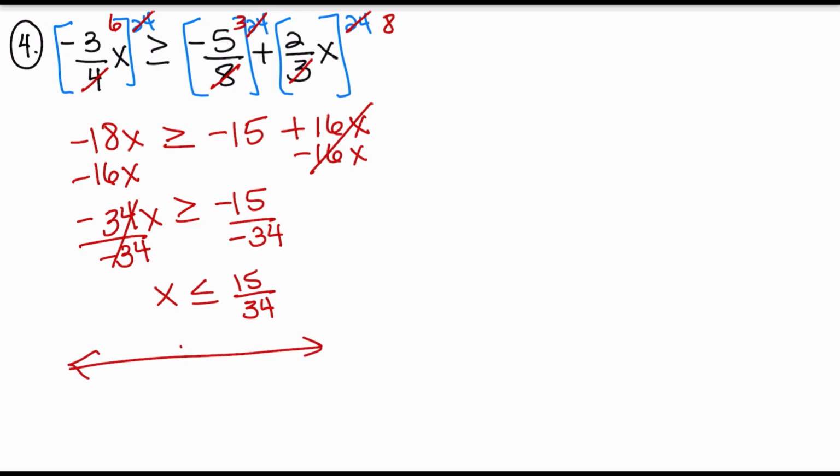On a number line, here's 0, here's 15 over 34. Because it is or equal to, you would shade in your circle, and it's less than or equal to, so you would shade to the left. In terms of a bracket or parentheses, then you would use a bracket here, and you would shade everything to the left. So in interval notation, you are starting from negative infinity until you get to positive 15 over 34, and then you would use a bracket because it is or equal to.